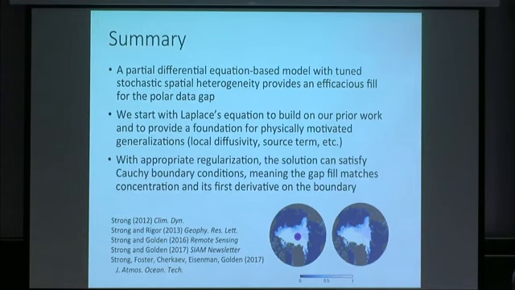We start with Laplace's equation to build on our prior work and to provide a gateway or foundation for physically motivated extensions which account for processes not explicitly in Laplace's equation, like diffusivity, source terms, advection, etc. And we can get at the form of those by looking at the difference between the true ice field and Laplace's equation. And we have natural generalizations of Laplace's equation, such as Poisson's equation, and incorporation of a local diffusivity, that allow us to try to investigate the physical meaning of these deviations from Laplace's equation.